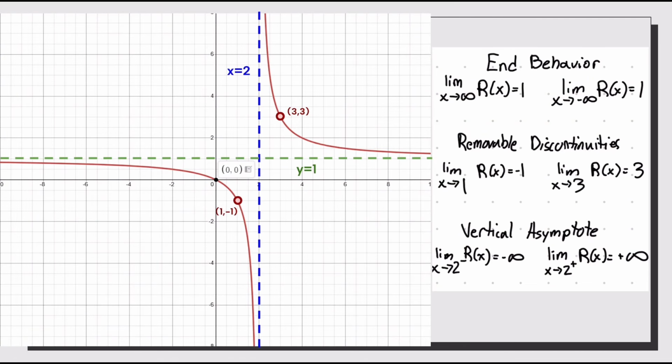And so here's the end behavior. As x goes to infinity or negative infinity, r of x approaches 1 because of the horizontal asymptote at y equals 1. Then we have the removable discontinuities at 3, 3, and 1, negative 1. Those are the holes, and the vertical asymptote. So as x approaches 2 from the left, r of x goes to negative infinity, and as x approaches 2 from the right, r of x goes to positive infinity.